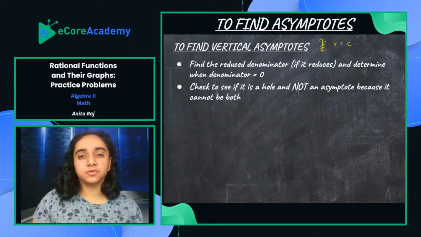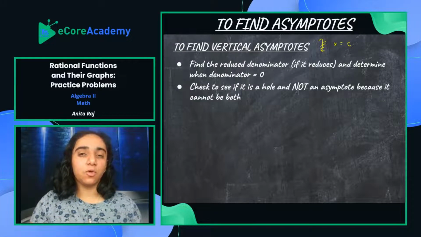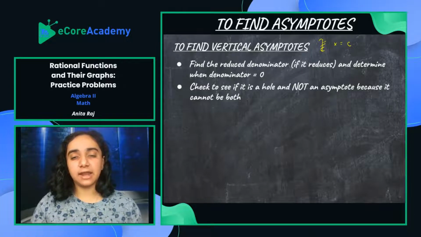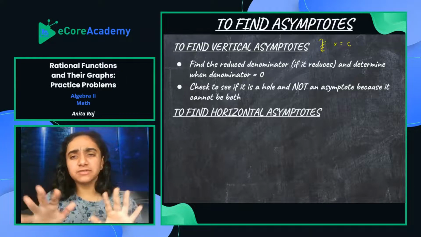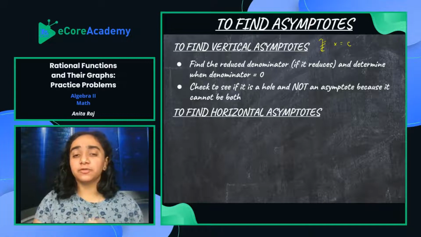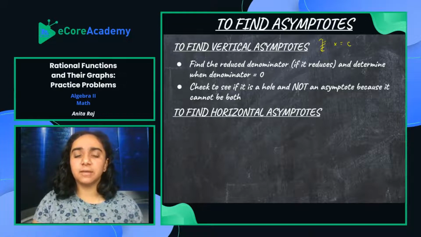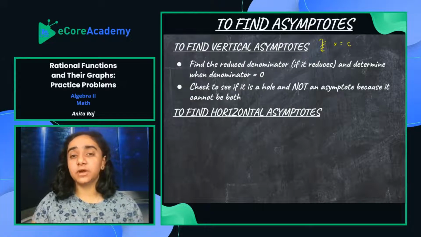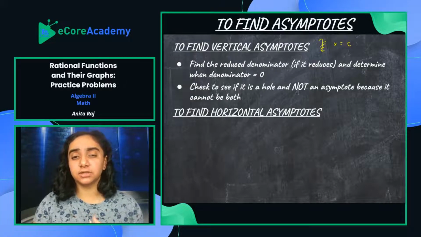So you're going to use the methods we talked about on the last slide to check if it's a hole, and if it's a hole, then it's not an asymptote. That's really simple with asymptotes. Your vertical asymptotes, you're really just focusing on the denominator. As long as you get rid of the common factors, cancel them out, and then focus on whatever is left in your reduced function in the denominator.